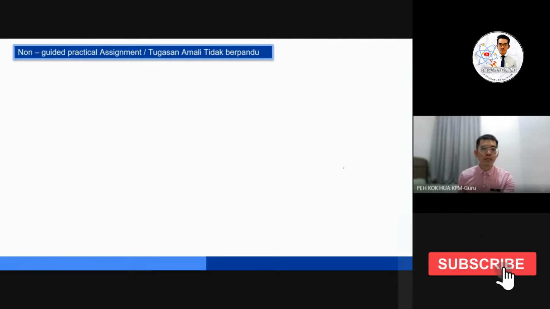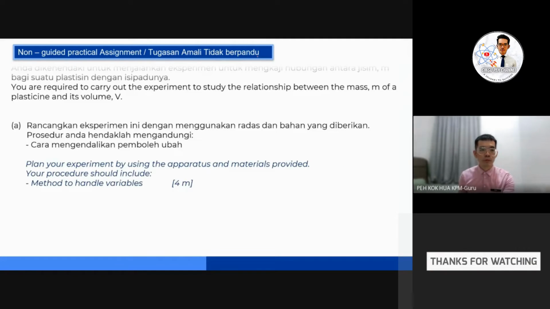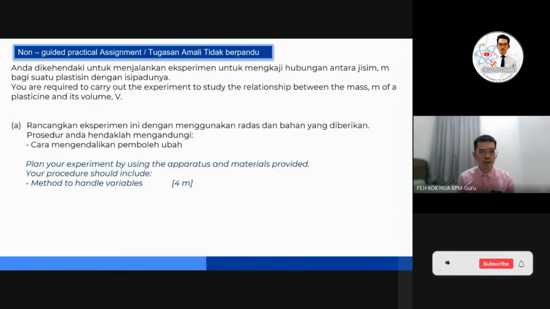Okay, so as I mentioned just now, the question we are going to discuss today will be regarding the Tugasan Amali Tidak Berpandu. Let us go through the question together. You are required to carry out the experiment to study the relationship between the mass and its volume. The question asks you to plan your experiment by using the apparatus and material provided. Your procedure should include method to handle variable, 4 marks.